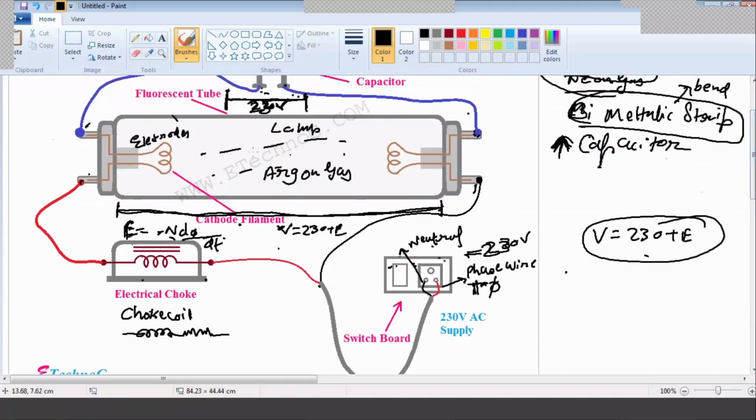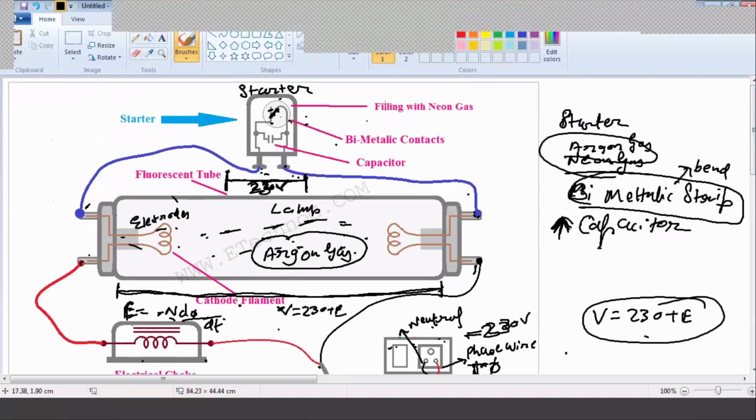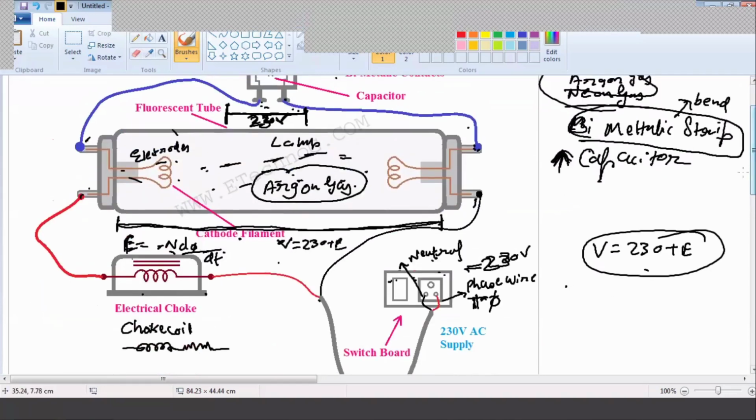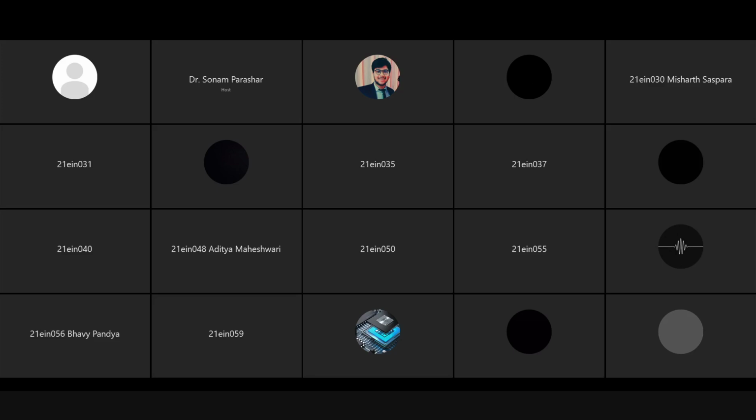So inside there is argon gas. The current is passing through this electrode to this gas, and it has an illumination property, so it will illuminate. Likewise in the starter. So this is how this kit works, and if you have any doubt or problem, you can ask me.